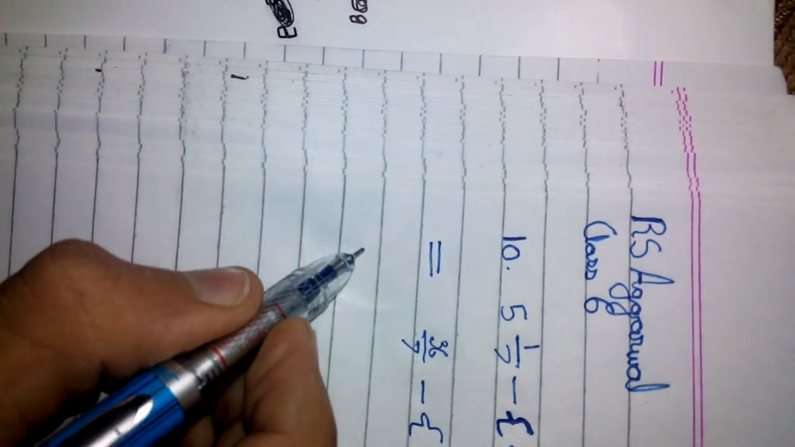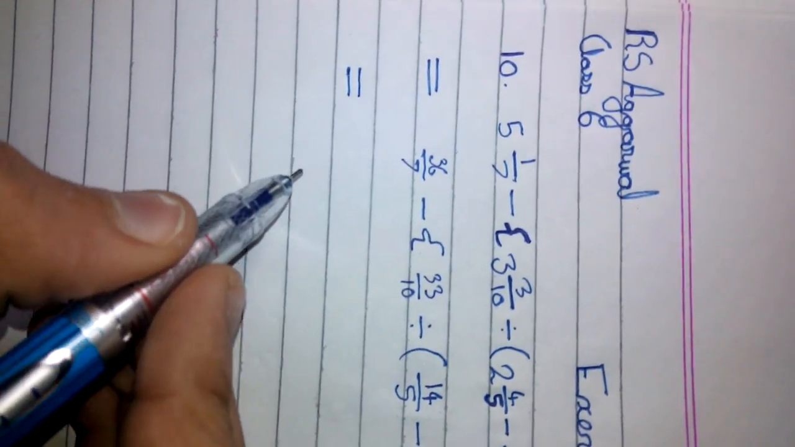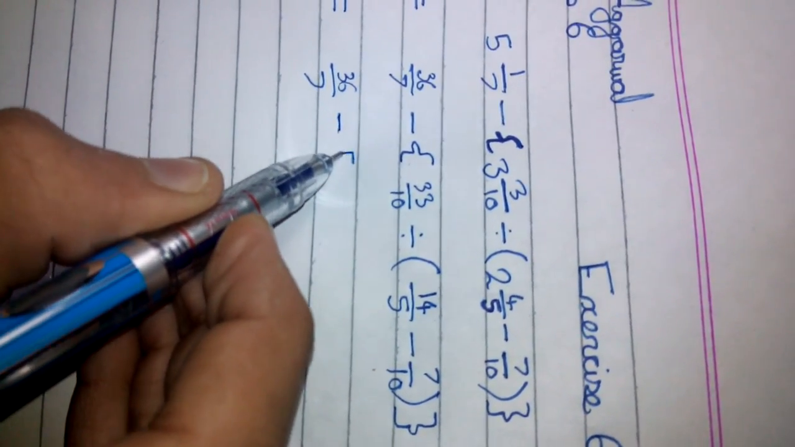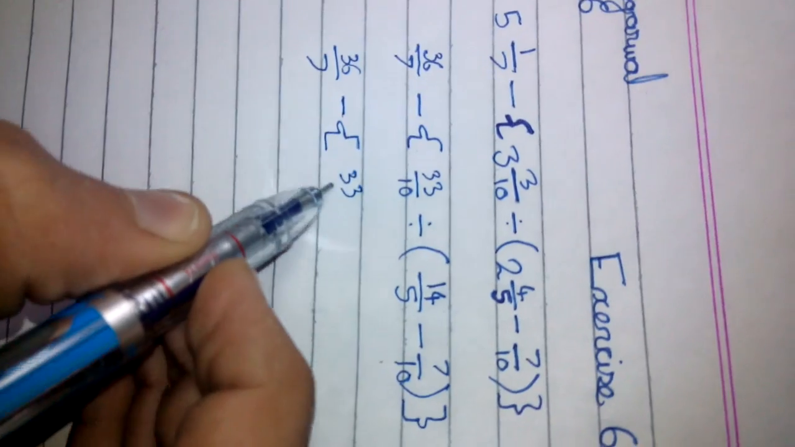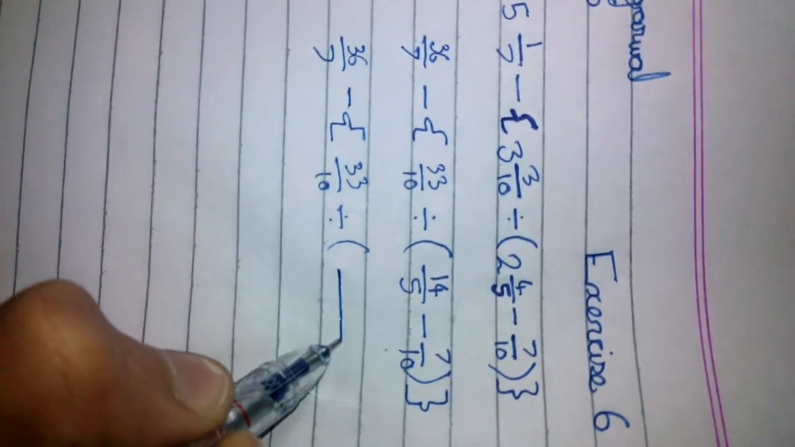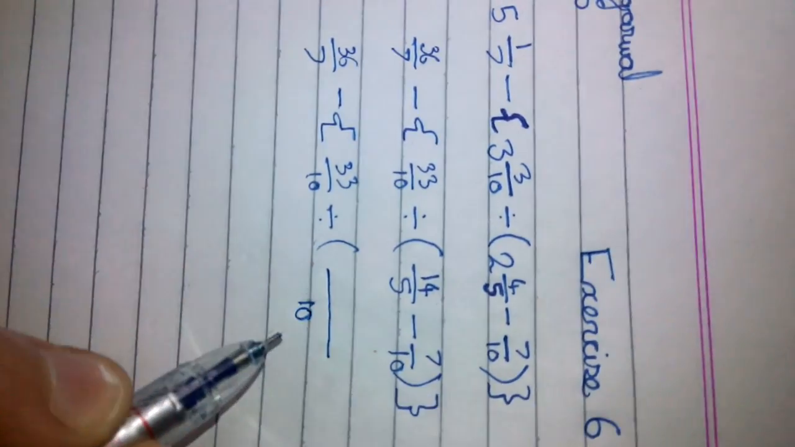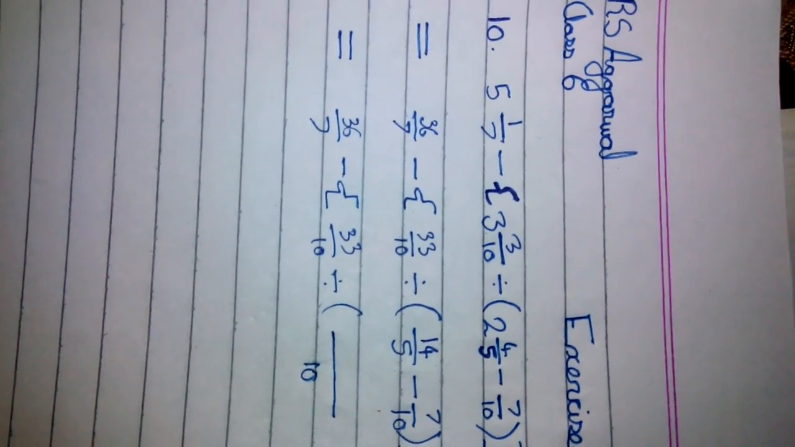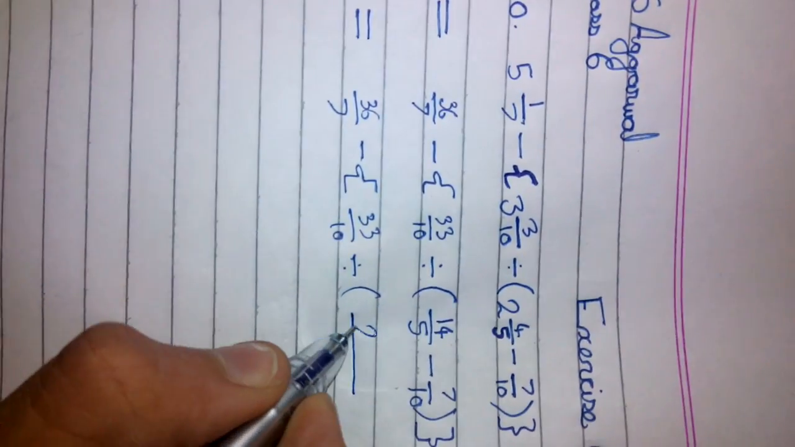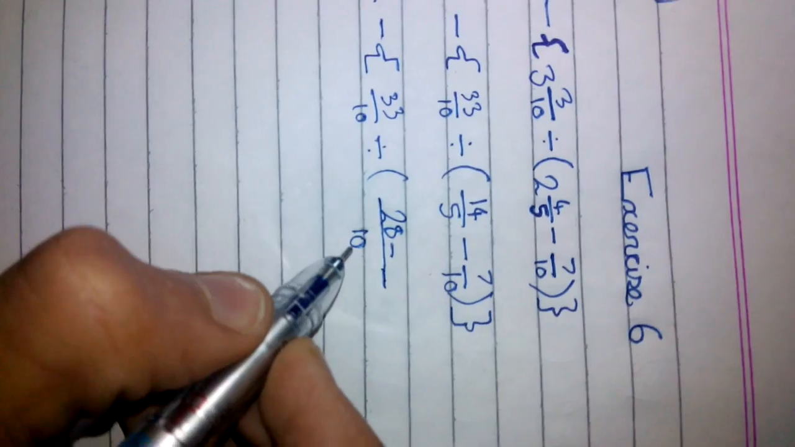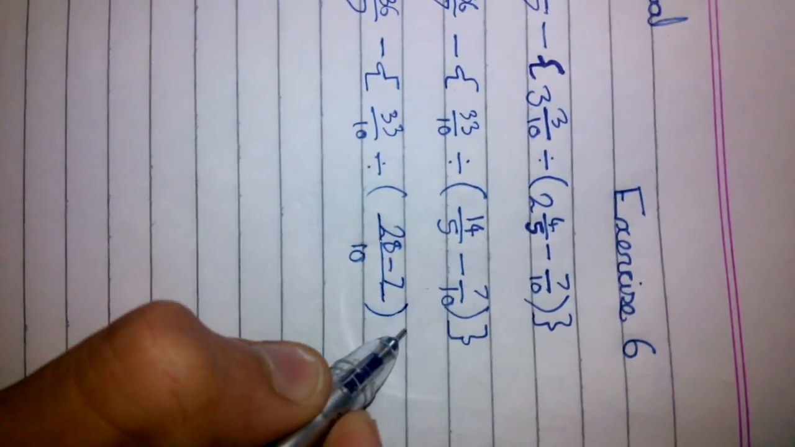Alright, here we are. This will remain the same. Even this. The LCM of 10 and 5 is 10. So 10 divided by 5 is equal to 2. 14 2s are 28. Minus 10 by 10 is equal to, of course, 1, and 1 7s are 7. We close the bracket. There it is.